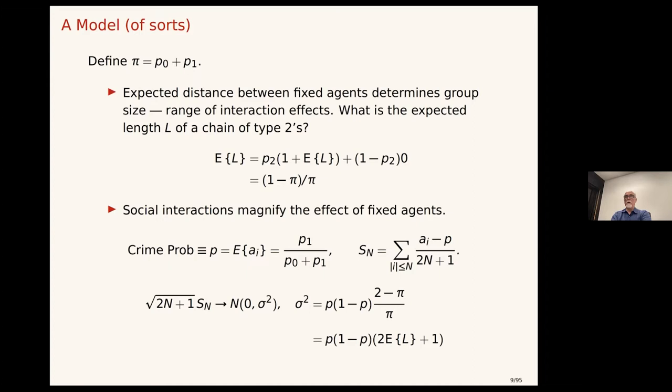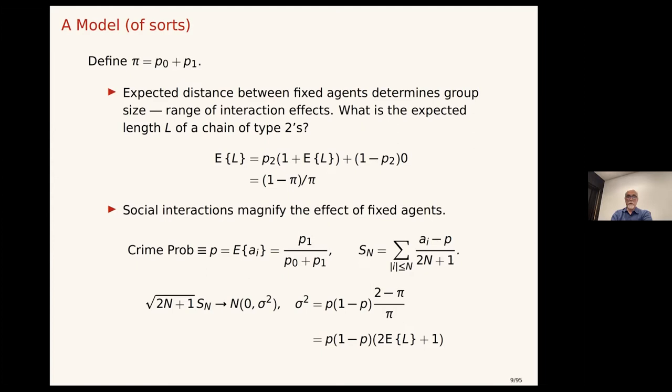the probability, conditional on being a committed type, of committing a crime is P1 divided by P0 plus P1. That is the probability of being a criminal type divided by the probability of being some kind of committed type. Okay. Now, suppose that you're an uncommitted type.